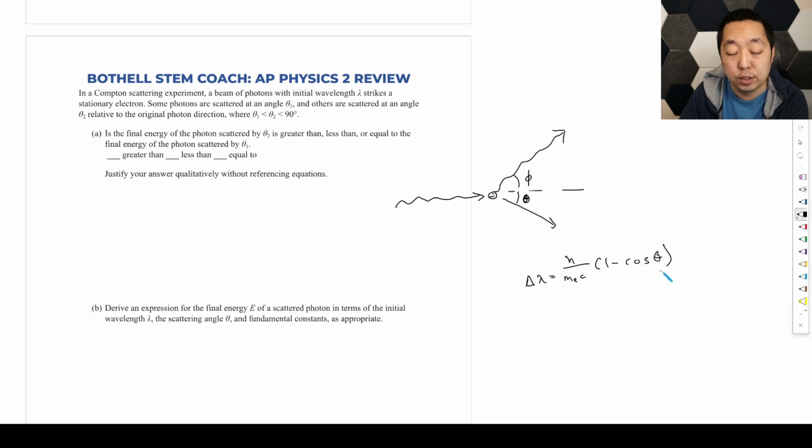That's what theta refers to, this angle. Now, let's talk about what happens if the angle is greater. So we have a greater angle now. It's less than 90 degrees, so it's going to be greater in this case, right? So two things are conserved. The momentum has to be conserved.